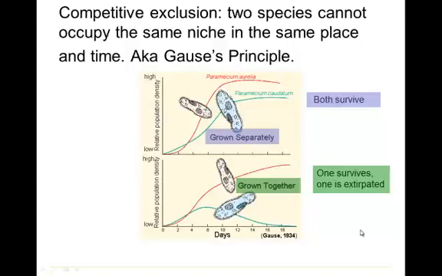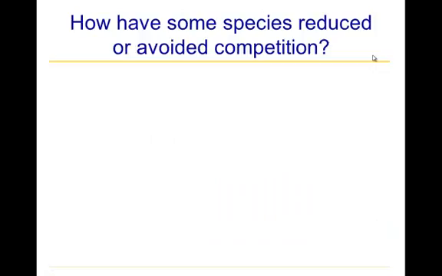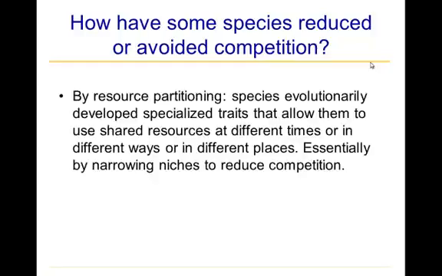And from a number of these types of experiments, Gause formulated the idea that became known as Gause's principle, or the principle of competitive exclusion. Now, again, I was speaking earlier about how competition harms both species and how natural selection and evolution has shaped species to reduce that. And so how have some species reduced or avoided competition? Well, the answer to this question is by resource partitioning.